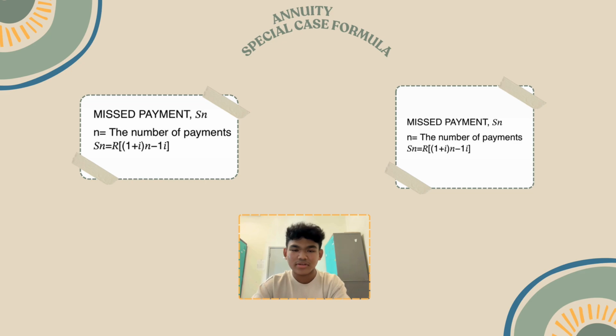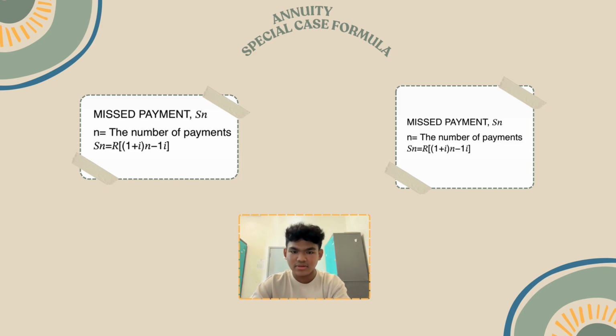For the formula of special case, we have two. The first one is missed payment. The formula is Sn equal to R, open bracket, in bracket, 1 plus i, the power of n, minus 1 over i, close bracket. So the second one is advance payment. The formula is An equal to R, open bracket, 1 minus in bracket, 1 plus i, and the power of negative n over i, close bracket.